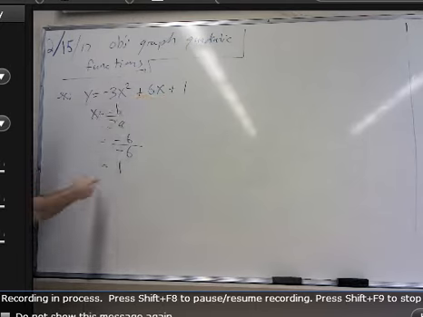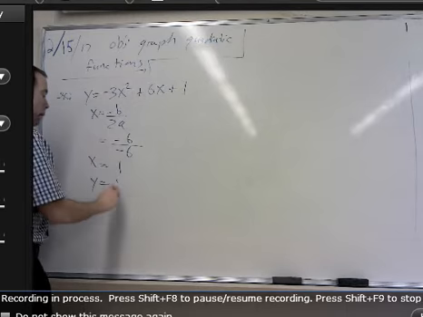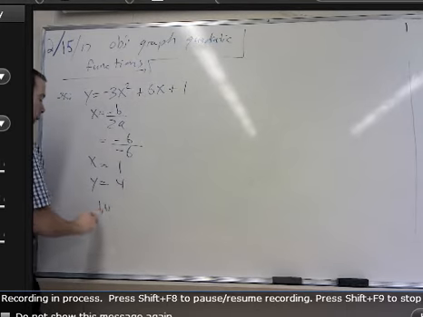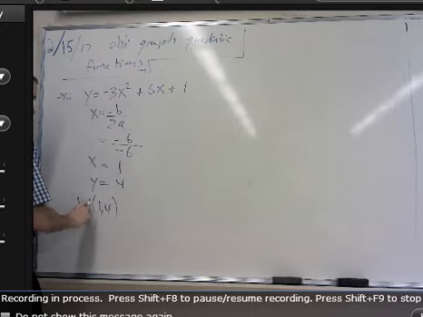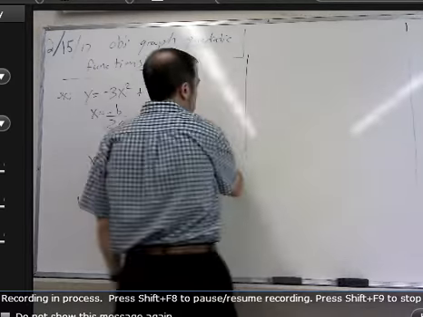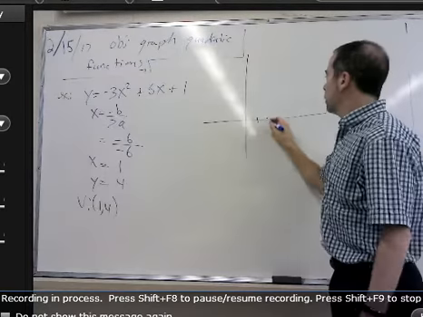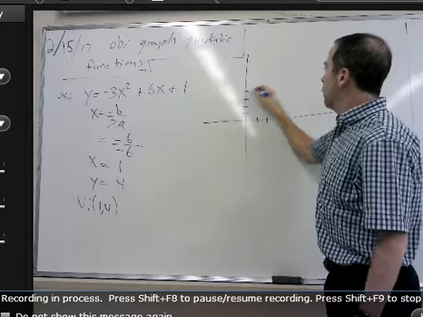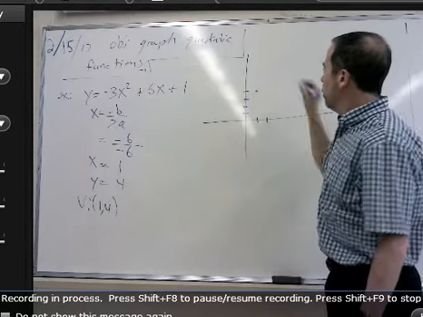So we know the x is 1 and the y is 4. So we have (1, 4) for the vertex. Everyone agrees? Okay, great. So the vertex is (1, 4). And then where are we going to go from there?